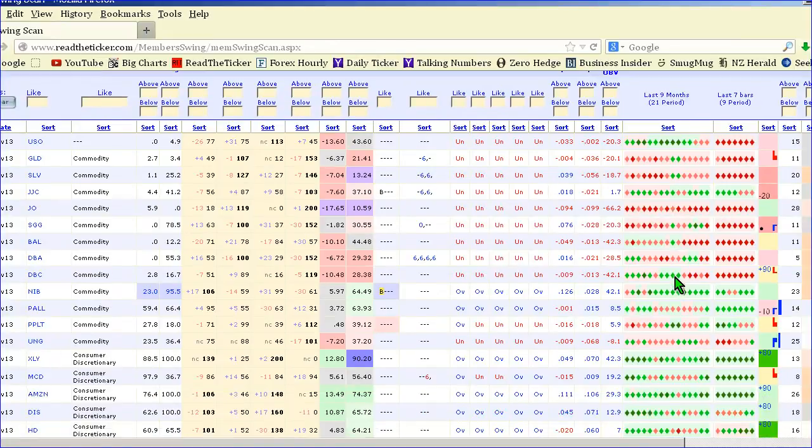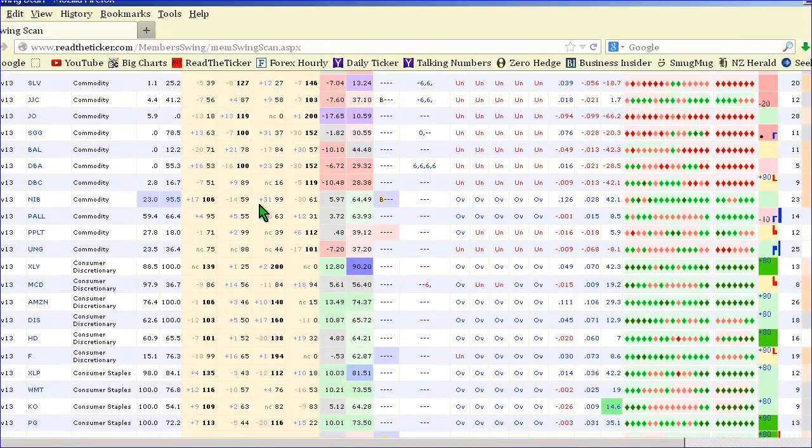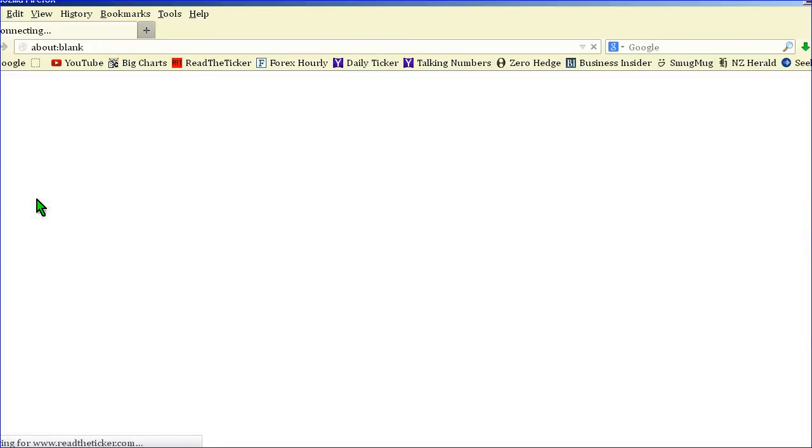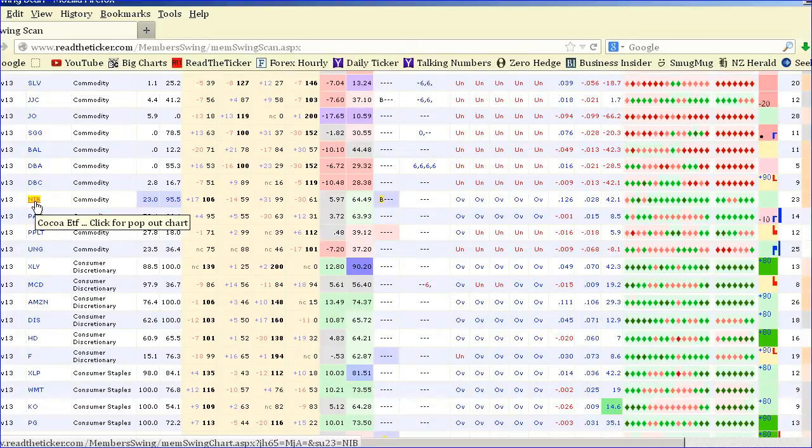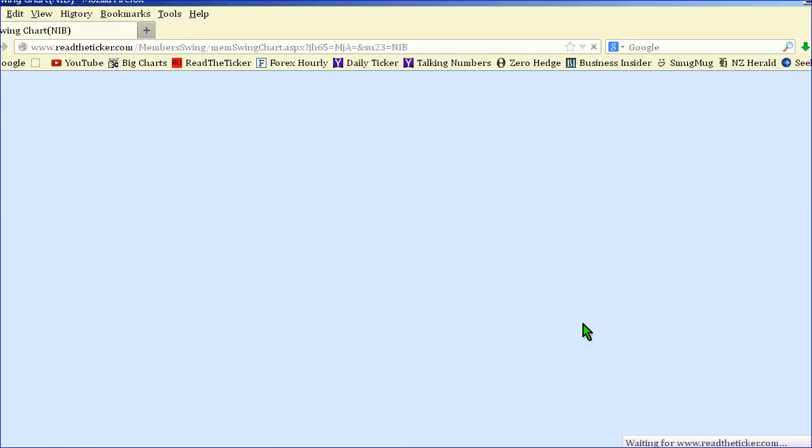Let's have a look at the swing scanner. So, okay, for the swing scanner, I've got, what's this one? Coffee, I think. What is that? Cocoa.